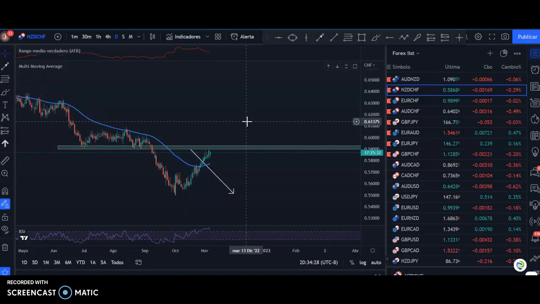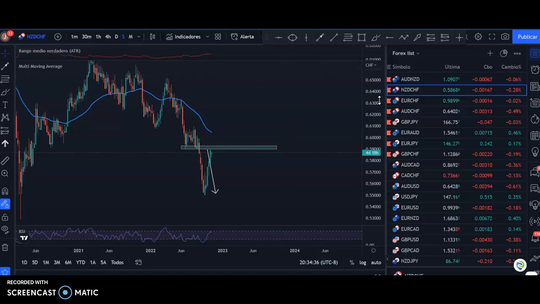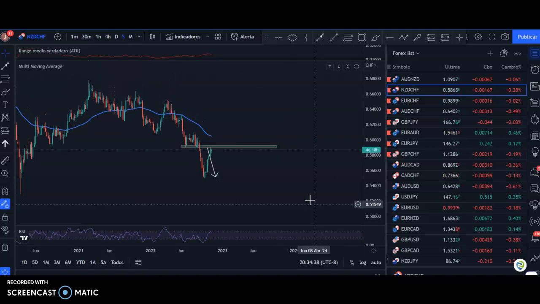I really like the setup right now. We have the market in a downtrend. Let's look at the weekly. If we look left in this area right here, we have a strong support as a weekly support. Looking left, all this area.